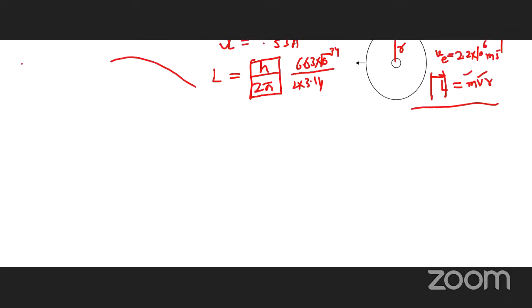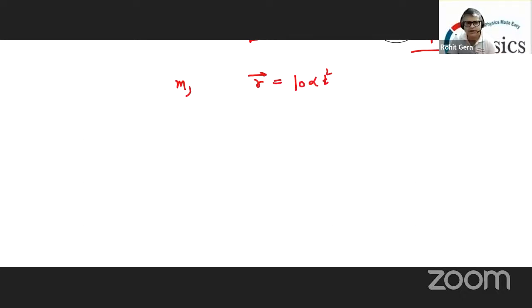So you have an atomic particle. The next question is, you have a particle whose mass is given as m, and the trajectory followed by the particle is r equal to 10 alpha t square i plus 5 beta t minus 5 j.